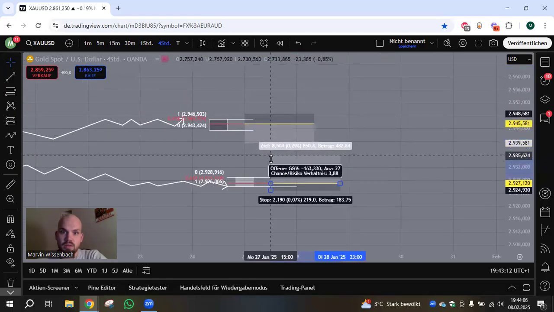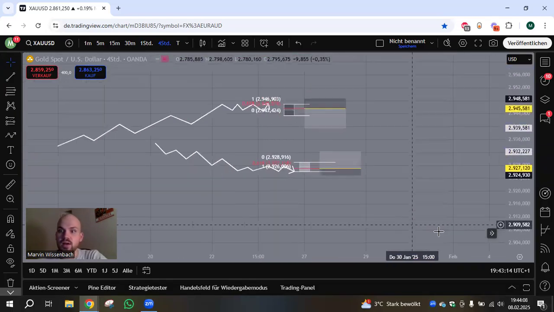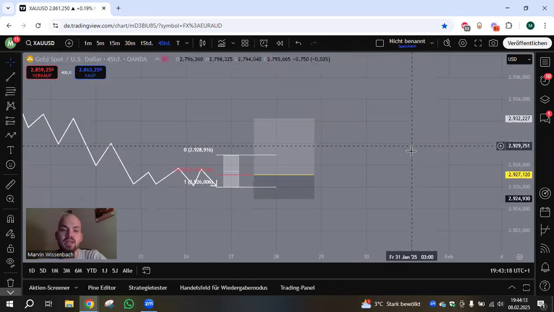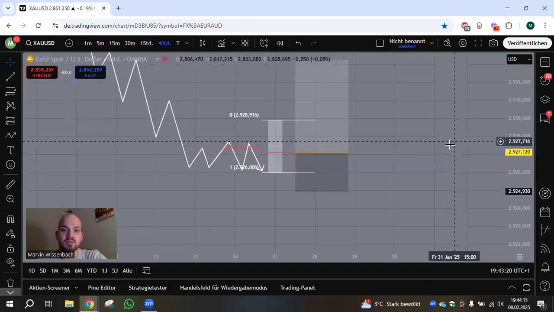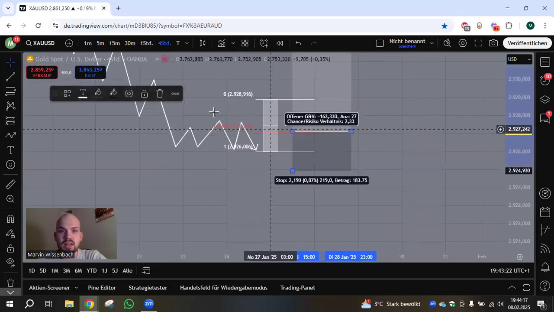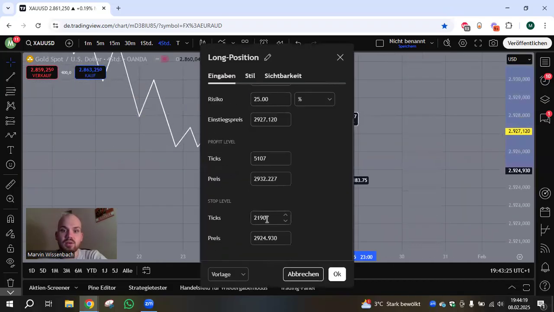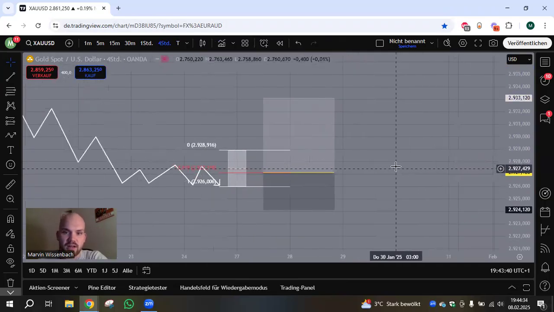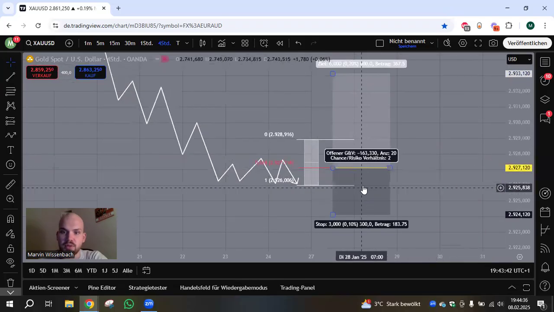There we go. And so again, when we sold the market, we wanted to place our stop loss above the highs. Now we want to place our stop loss below the lows. So let's take the same example, 300 and 600, 30 pips and 60 pips.